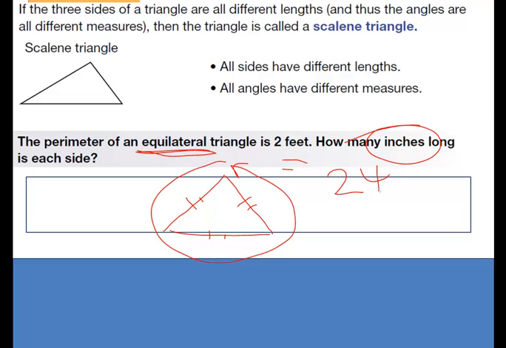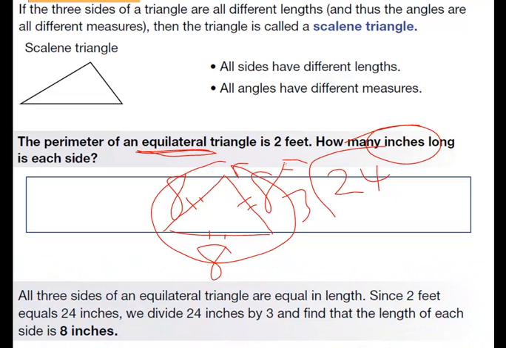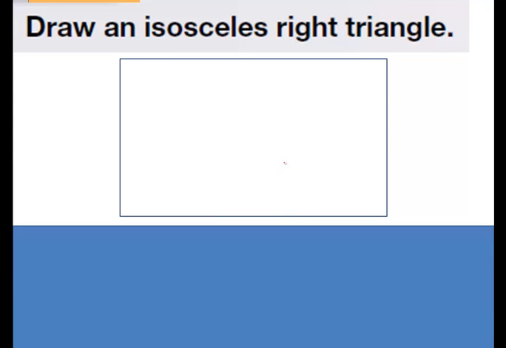And how many sides do we have? We've got 1, 2, 3 sides. So when we divide that, we know that each side is going to be 8. 8 inches. That's our answer. Make sense? I sure hope so. Bring your questions tomorrow in class if you have any.